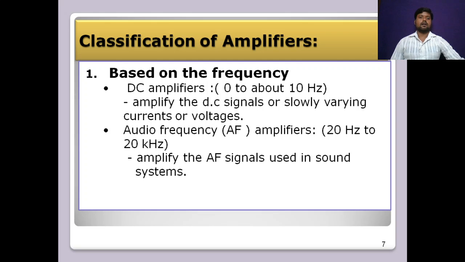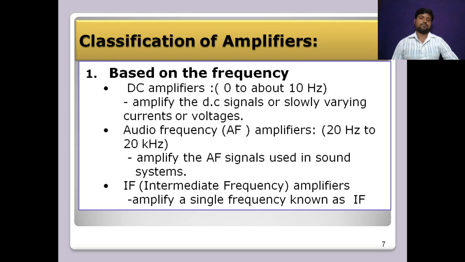Then audio frequency amplifiers; the name itself indicates the audio frequency range, which is 20 hertz to 20 kilohertz. These amplify audio signals and are used in sound systems like public address systems. The next one is IF, which stands for intermediate frequency. Intermediate frequency amplifiers amplify a single frequency, known as IF.